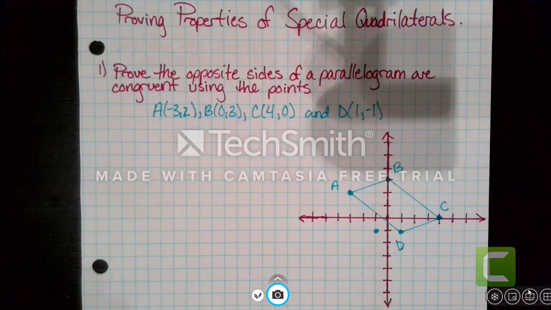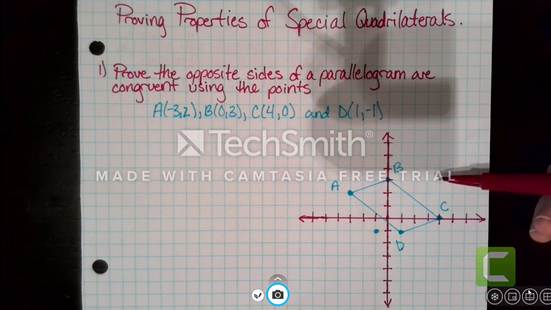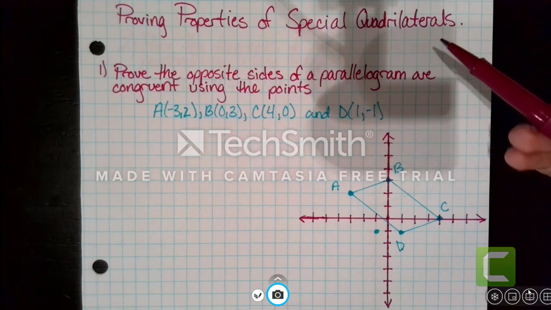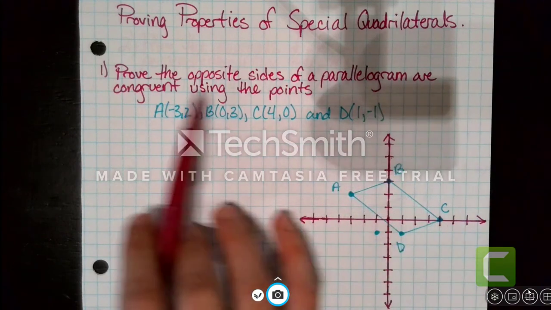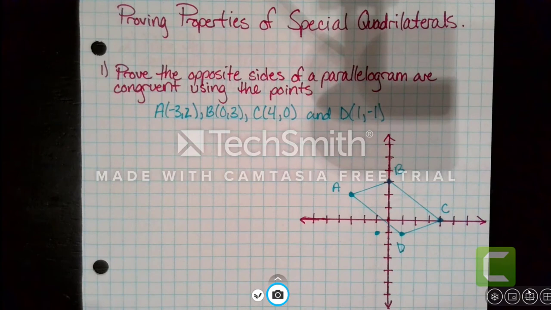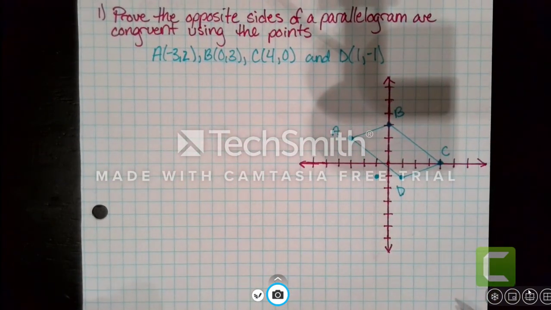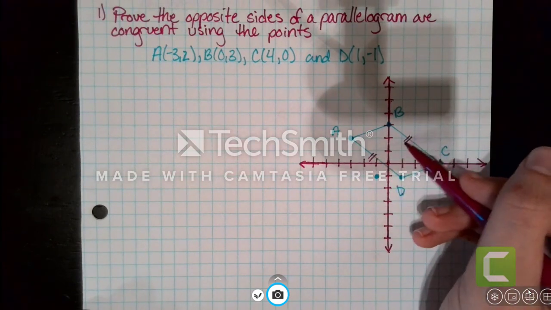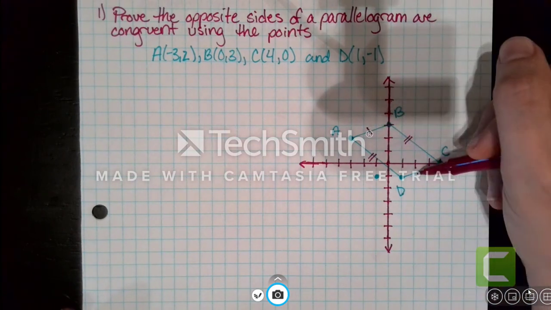Alright guys, now that we've discussed how to find the distance and the slope between two different points in a graph, we can use this information to start proving properties of special quadrilaterals. So for number one, we have to prove that the opposite sides of a parallelogram are congruent using the following points. Now these points are already pre-graphed for us, but what this is asking us to prove is that the distance between AD and BC are congruent, and that the distance between AB and DC are congruent.